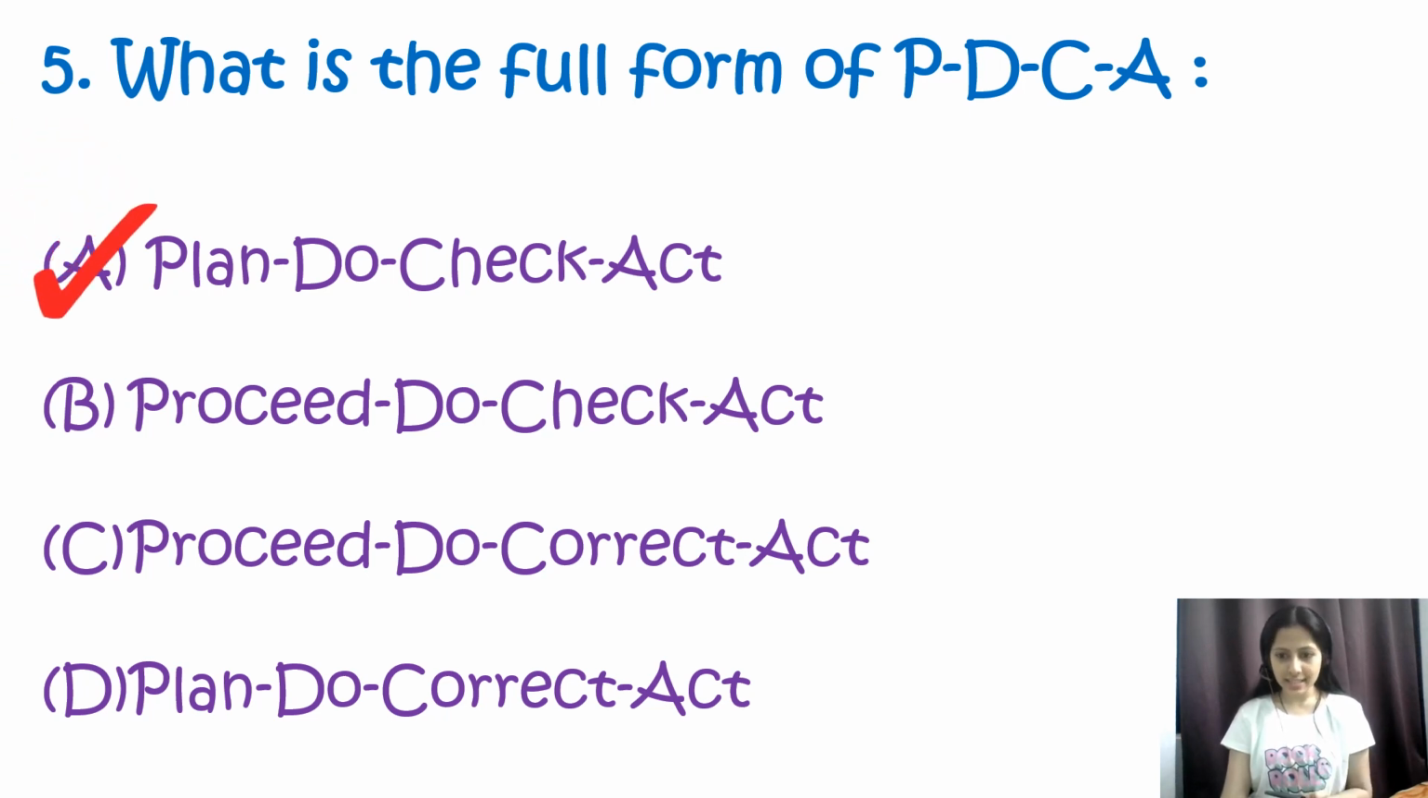So this PDCA cycle is also known as the Deming cycle or Plan Do Check Act cycle. It is a 4-step management method which is used for the continuous improvement of processes, products or services. So over here my correct option is A, that is PDCA cycle, and it is also known as the Deming cycle. So I'll write over here Deming cycle.